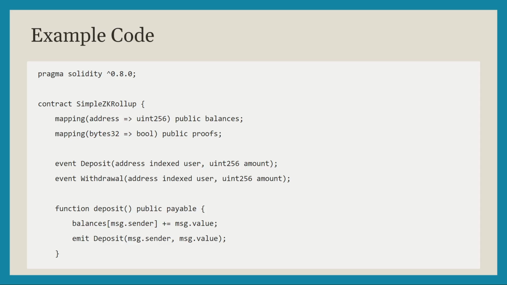So first, pragma solidity 0.8.0 specifies the Solidity compiler version to use. Then you're declaring a new contract called SimpleZKRollup. Then you're declaring two state variables. Very simple, right? Balances is a mapping from addresses to unsigned integers, which tracks the ether balance of each user. And proofs is a mapping from proof hashes to Boolean values, which tracks whether a proof has been submitted. The public keyword generates getter functions automatically.